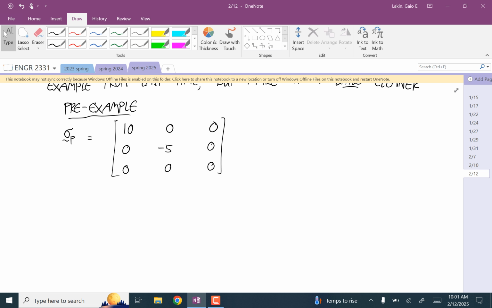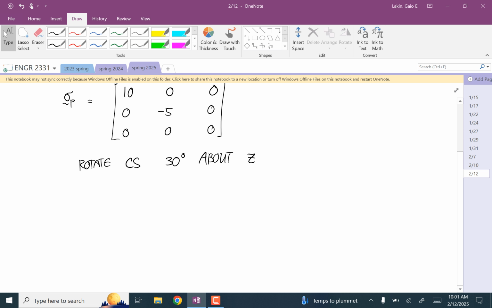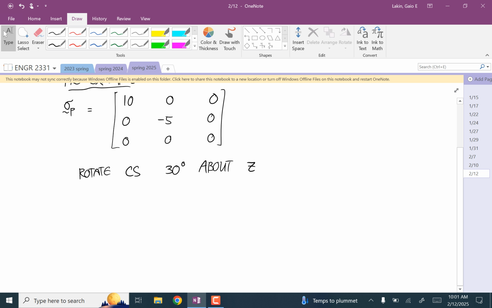But I'm going to go to a coordinate system where it's not a principal stress tensor. So this time I'm going to rotate the coordinate system, let's say 30 degrees about z. And that's all I'm going to do, just one rotation. What that's going to do is keep a 0 in this z spot. So we're just going to have a quadratic equation to deal with, and hopefully we won't have to simplify it as much. We can just plug values into stuff.